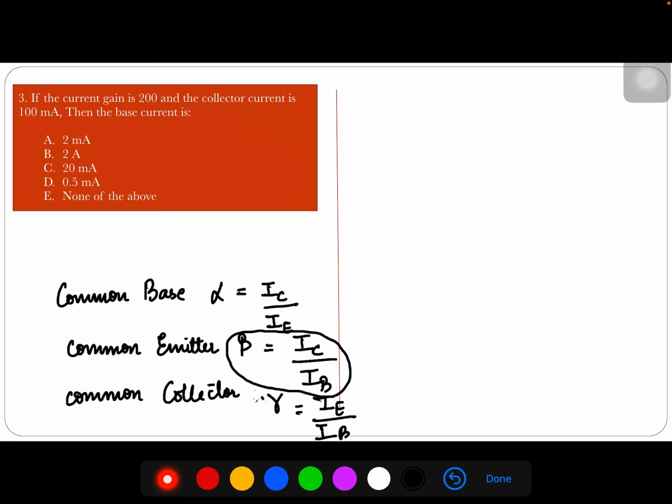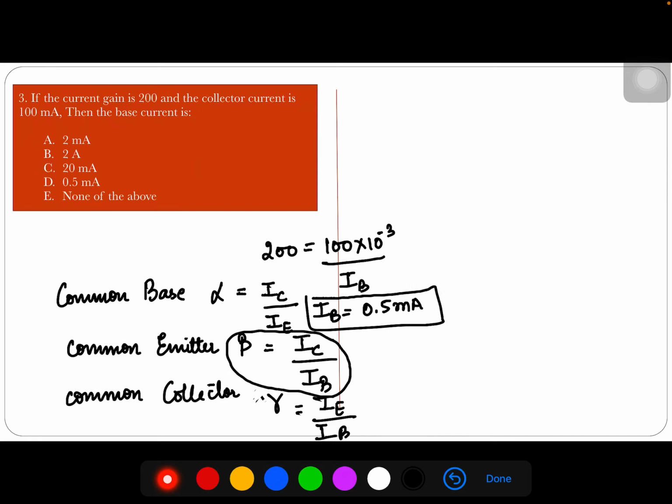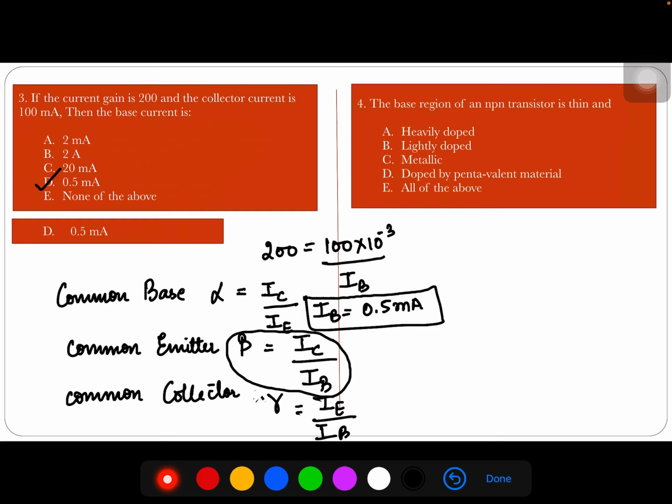So the base current comes from the formula of beta according to the given data. Just put down, use this formula, beta is 200, IC is given to you as 100 milliampere. Convert it to the basic unit, don't leave milli as it is, and divide by beta for IB. So IB will come out to be 0.5 milliampere. You can verify it from your calculators. So the correct option is D.